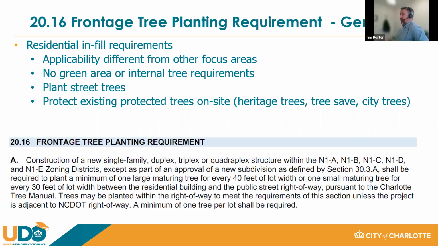But if there's existing heritage trees or tree save on a site that triggers this type of applicability, those would have to be preserved or mitigated for, depending on what flexibility exists. So if there's a heritage tree on private property on one of these development sites that triggers the frontage tree requirement, then that's something that would have to be addressed through permitting, preserved or removed and mitigated. That's a big step.